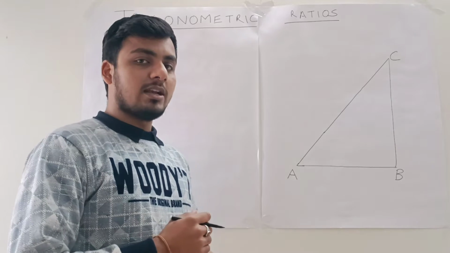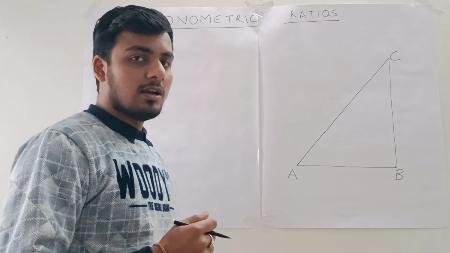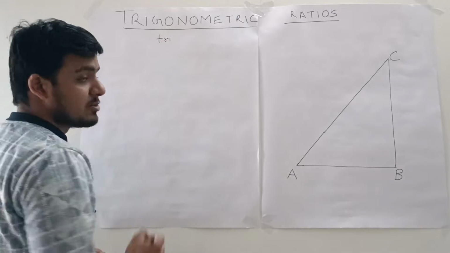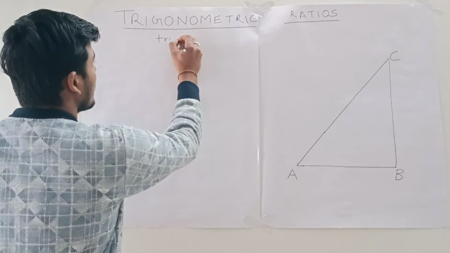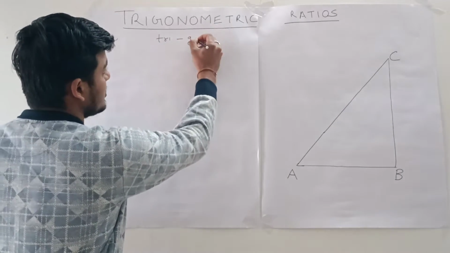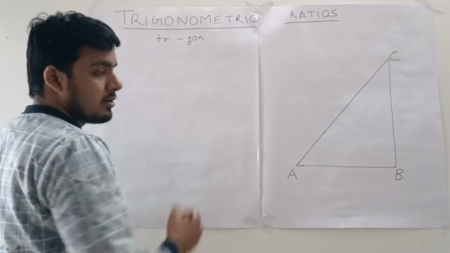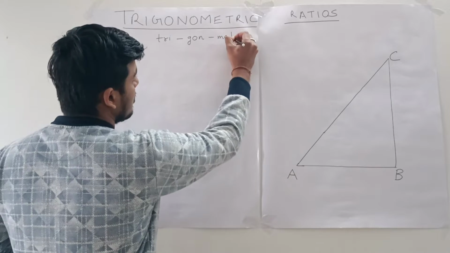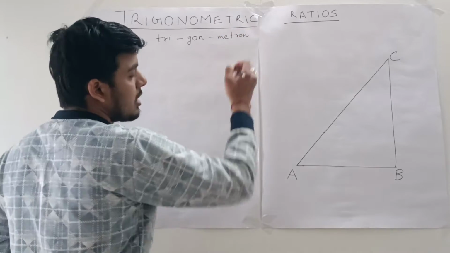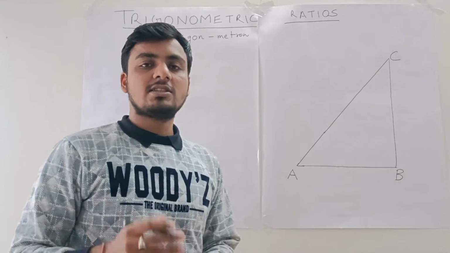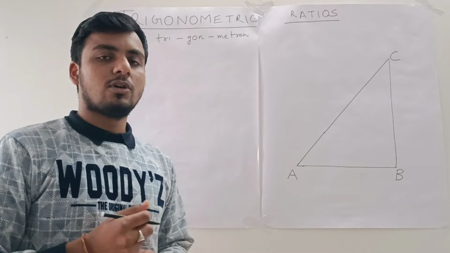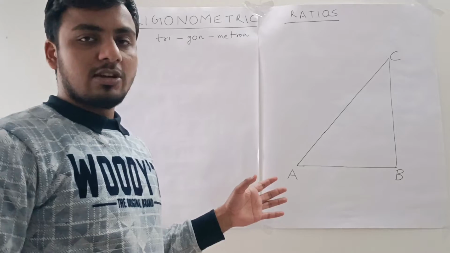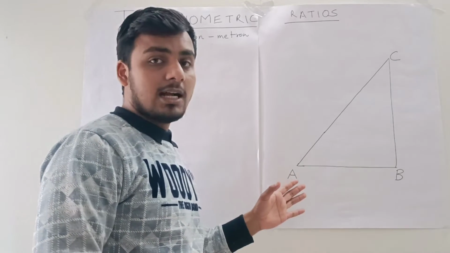So the word trigonometry comes from Greek: tri, which means three, gon, which means sides, and metron, which means measures. So we are measuring three sides of a polygon, and what is a three-sided polygon called? Triangle. So basically in trigonometry we deal with the right angle triangle.